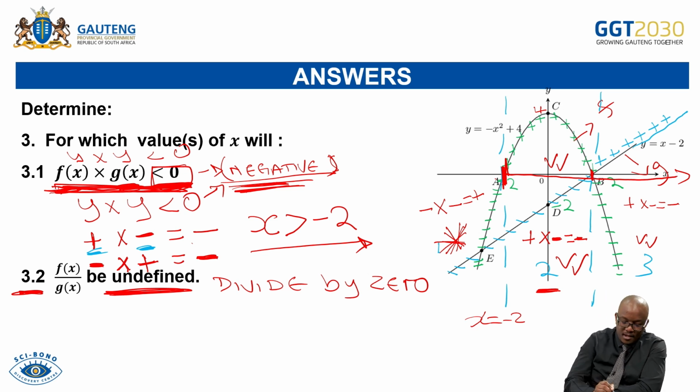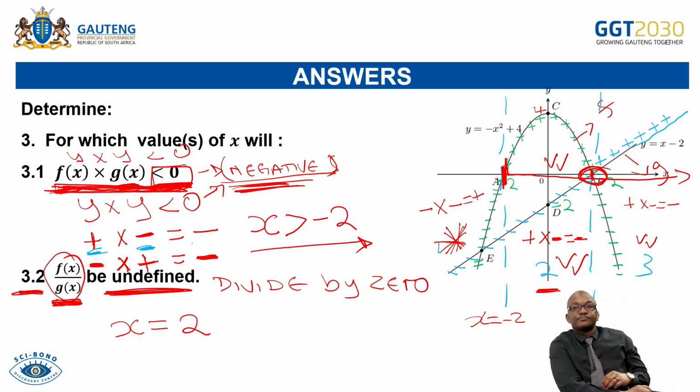So now, where the y value of g is 0, this whole thing here will be undefined. And the y value of g is 0 where? At x is equal to 2. The point b is (2, 0). The y value is 0 there. So this expression will be undefined where x is equal to 2, because the point there of b is (2, 0).